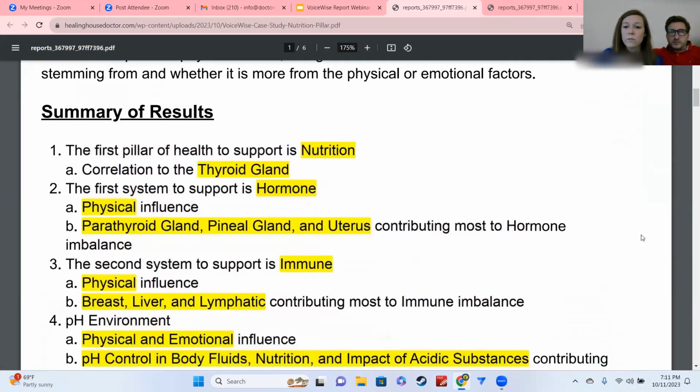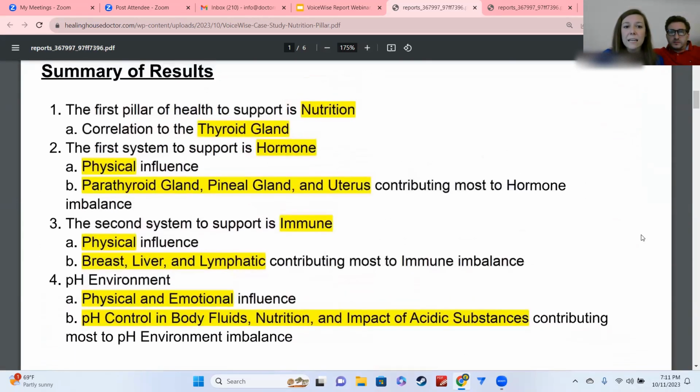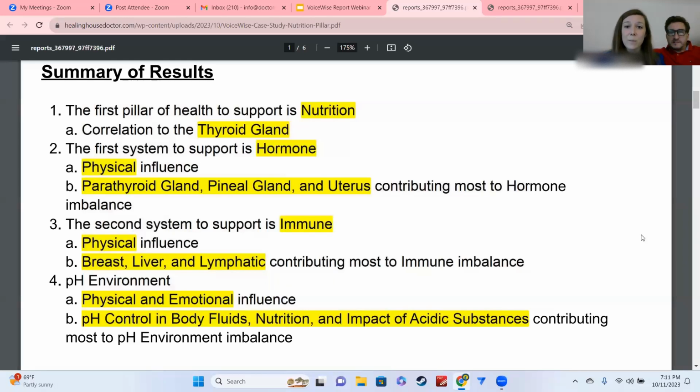Then on the summary of results, the things that are highlighted in yellow are dynamic items that will change depending on the results of your report. So the first item will always list the first pillar of health that comes up. And for this person, it's nutrition. Then it'll always list a correlation, which means that there's an organ or an area being affected by that pillar of health. And for this individual, it came up as the thyroid gland.